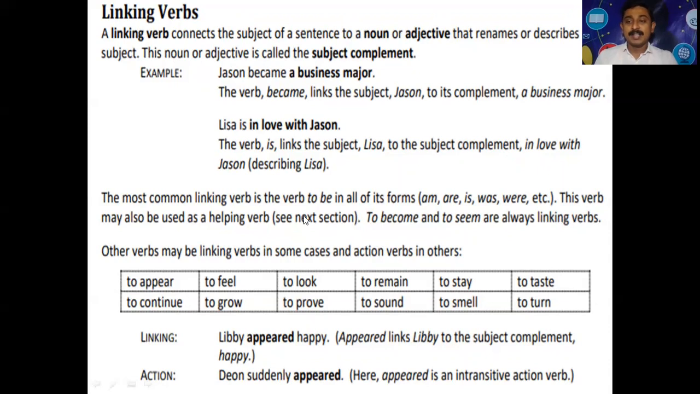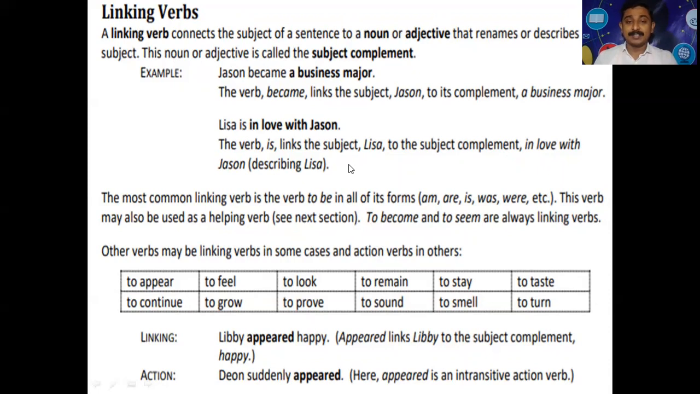A simple sentence: he sang a song. In the first sentence, sang is the verb. What did he sing? Song. Song is the object. So the object receives the action. The verb sang is transitive.